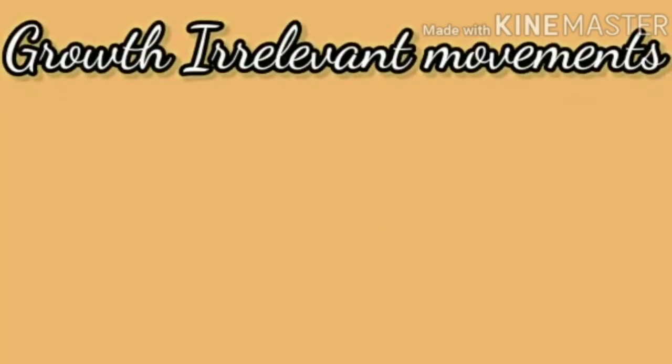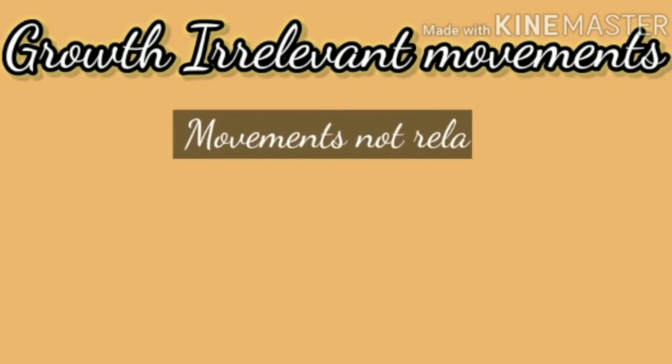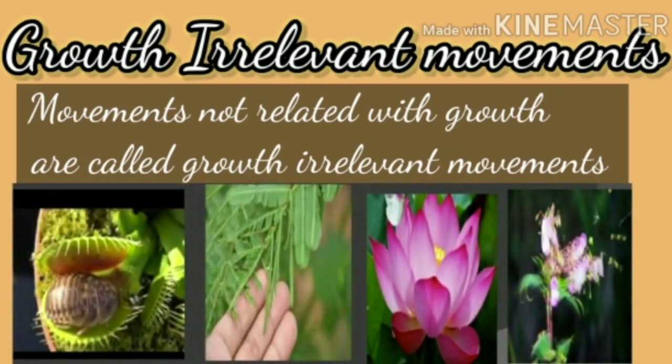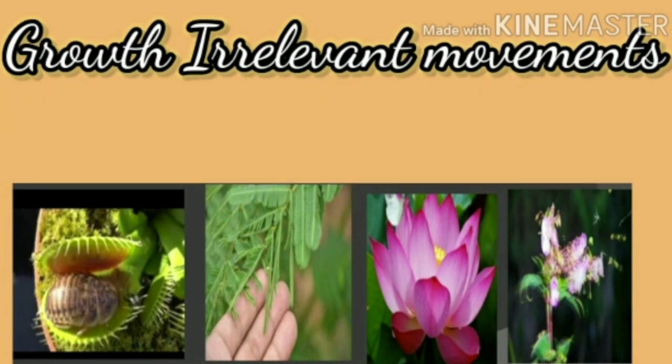Now we will discuss growth independent movement. Growth independent movements mean movements that do not depend on growth. It just responds to the external environmental stimuli. Growth does not take place. For example, Venus flytrap, movements of leaflets in mimosa plant, opening of flowers in lotus during daytime, dehiscence of fruit for dispersal of seeds as in balsam.